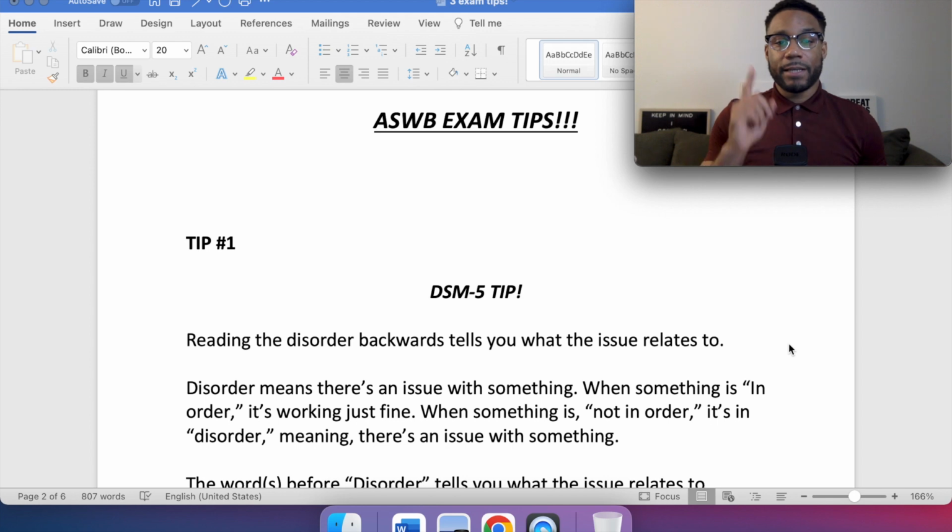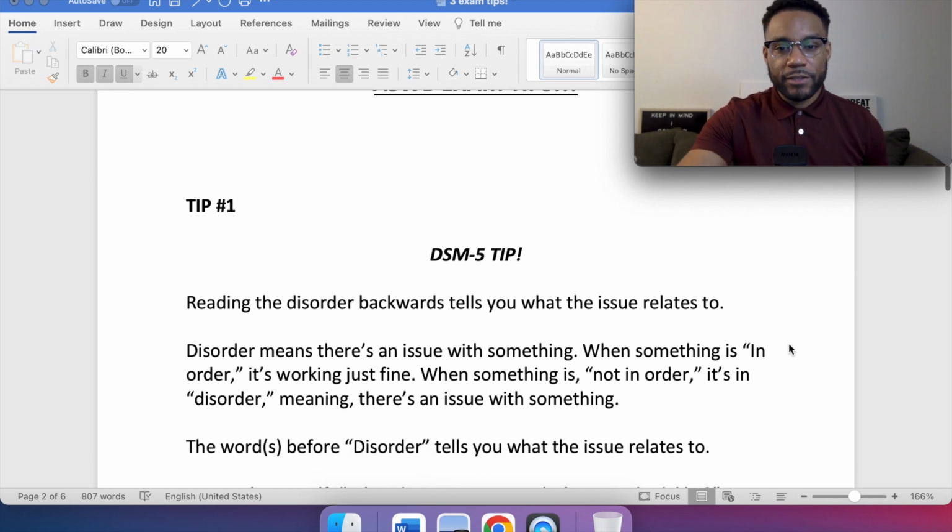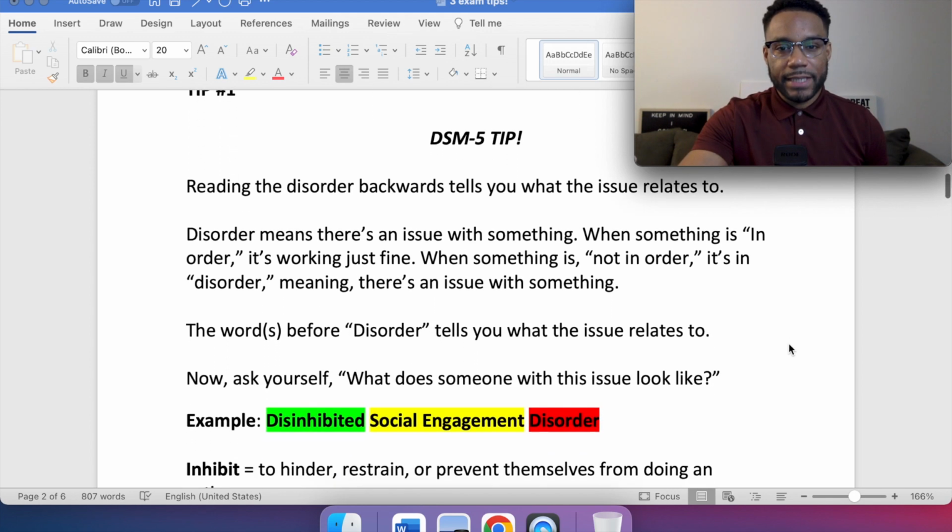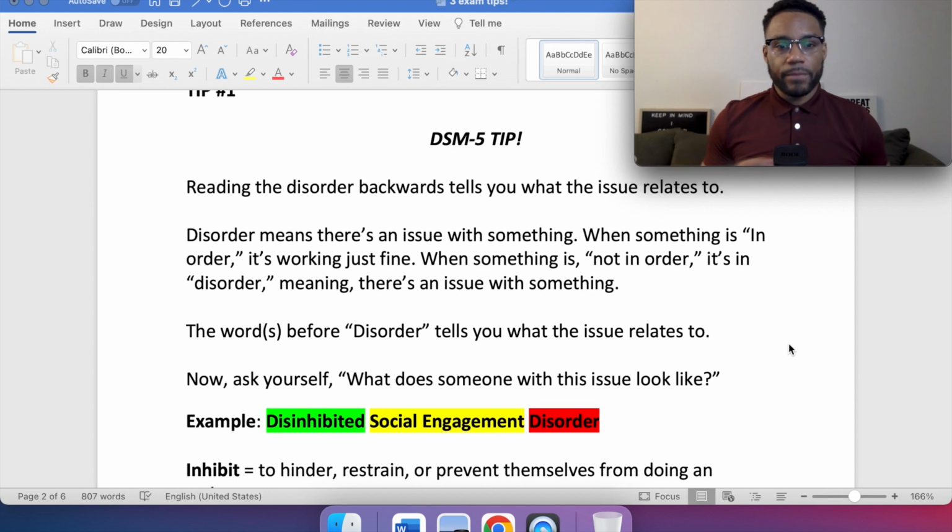Okay, so let's jump into tip number 1. You may have seen this in one of my previous DSM-5 videos, where reading the disorder backwards helps us decipher what the disorder is relating to. It can help us on the exam: when we get the question and see the behavior the client is speaking to, we can identify and associate it with that particular disorder. So reading the disorder backwards tells you what the issue relates to.